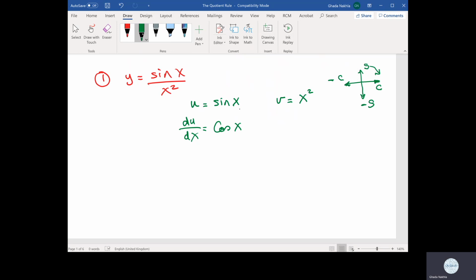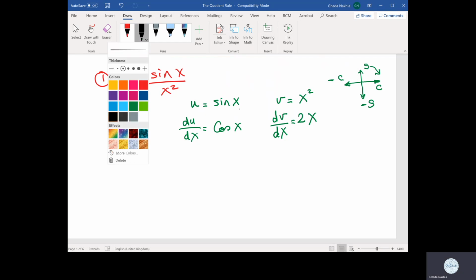And then we differentiate v with respect to x. So we find dv by dx. And when you differentiate, as you already know, you drop the power, the 2, to get 2x, and then decrease the power. When you differentiate, you decrease the power. So 2 minus 1 is 1. So there will be an invisible 1 there.